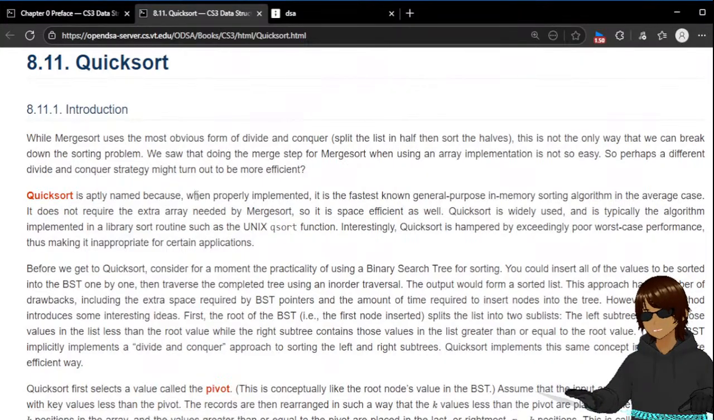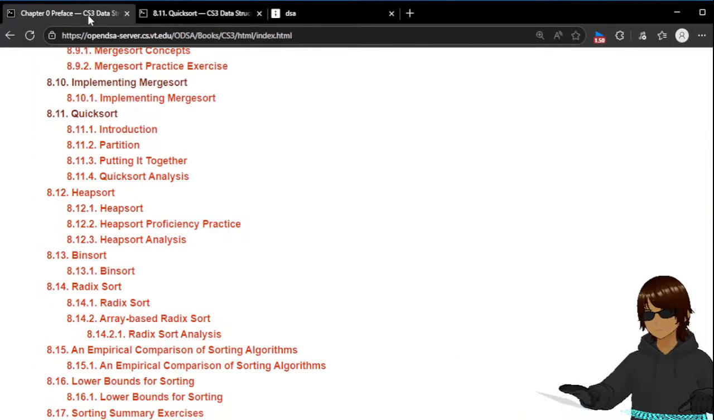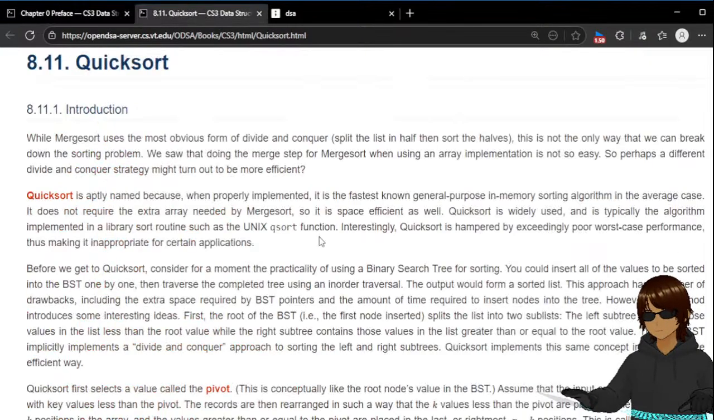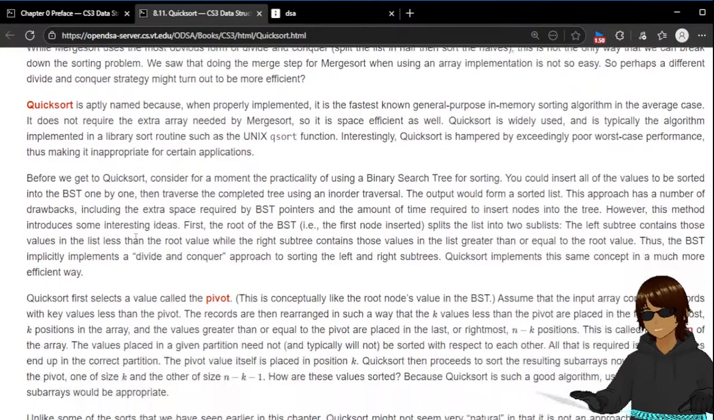Quicksort is aptly named because when properly implemented, it is the fastest known general purpose in-memory sorting algorithm in the average case. It does not require the extra array needed by merge sort, so it is space efficient as well. Quicksort is widely used and is typically the algorithm implemented in a library sort routine such as Unix qsort function. Interestingly, Quicksort is hampered by exceedingly poor worst case performance, thus making it inappropriate for certain applications.